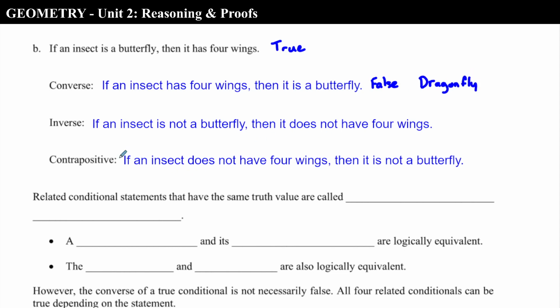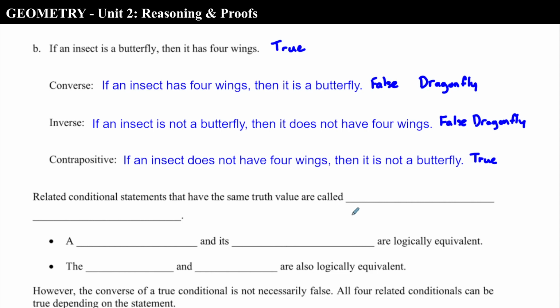Okay? If an insect is not a butterfly, then it does not have 4 wings. Well, again, this is false because a dragonfly has 4 wings, but it's not a butterfly. If an insect does not have 4 wings, then it is not a butterfly. This is true because something that's not 4-winged most certainly would not be a butterfly, since butterflies have 4 wings. So again, you notice the conditional and the contrapositive are both true. The converse and the inverse are both false.